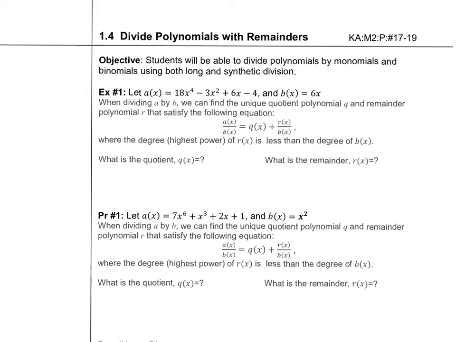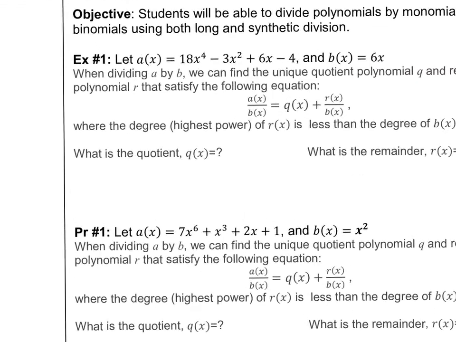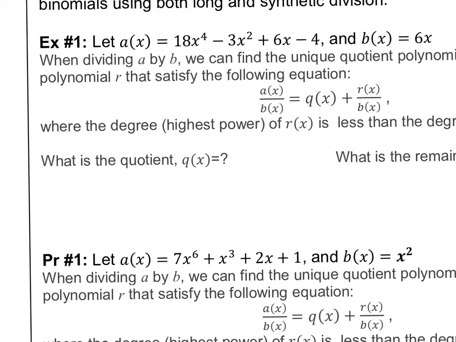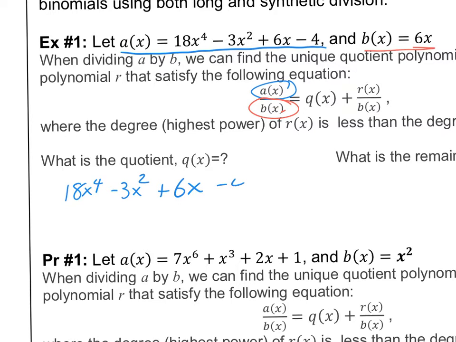So let's go ahead and just do this math, but I'm going to show you how we can set this up. Because this is a monomial, meaning there's just one term, it's actually really easy to set up, and I probably should have left more space, but I'm going to just go down here and rewrite it. So let's do a of x in blue, and we'll do b of x in red. So a of x is 18x to the fourth minus 3x squared plus 6x minus 4. And we're going to divide all that by 6x.